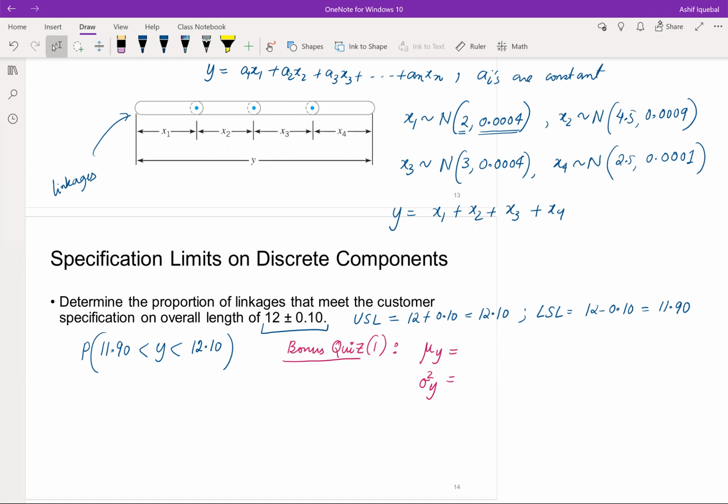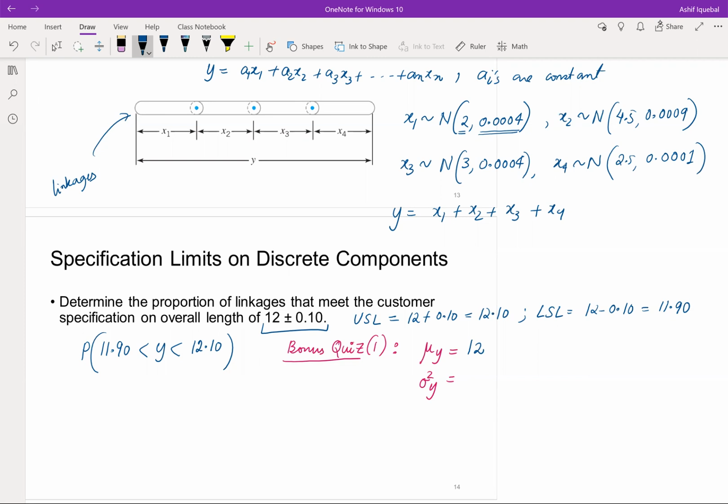So the mean is 12, I guess, right? The mean is 12, and what is the standard deviation? Let's just calculate the variance. Variance is easy to calculate. Anyone else?